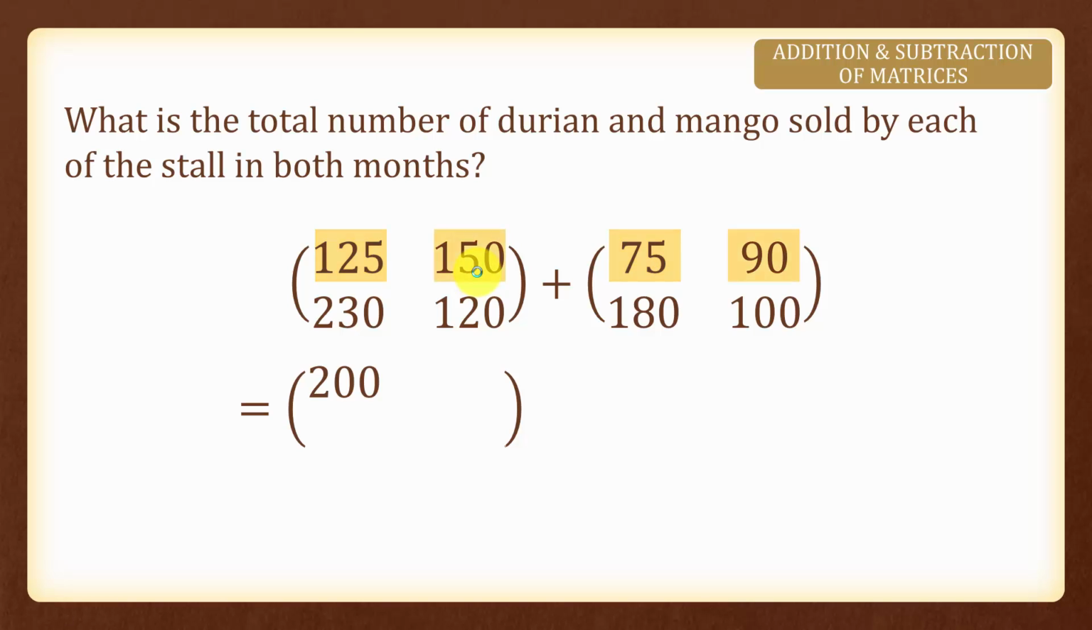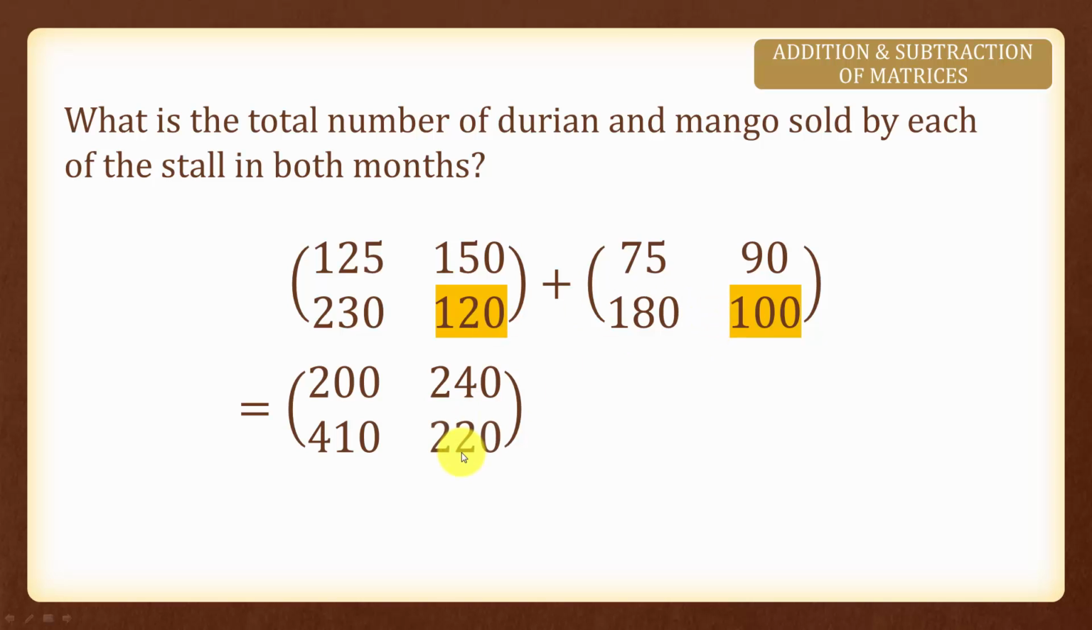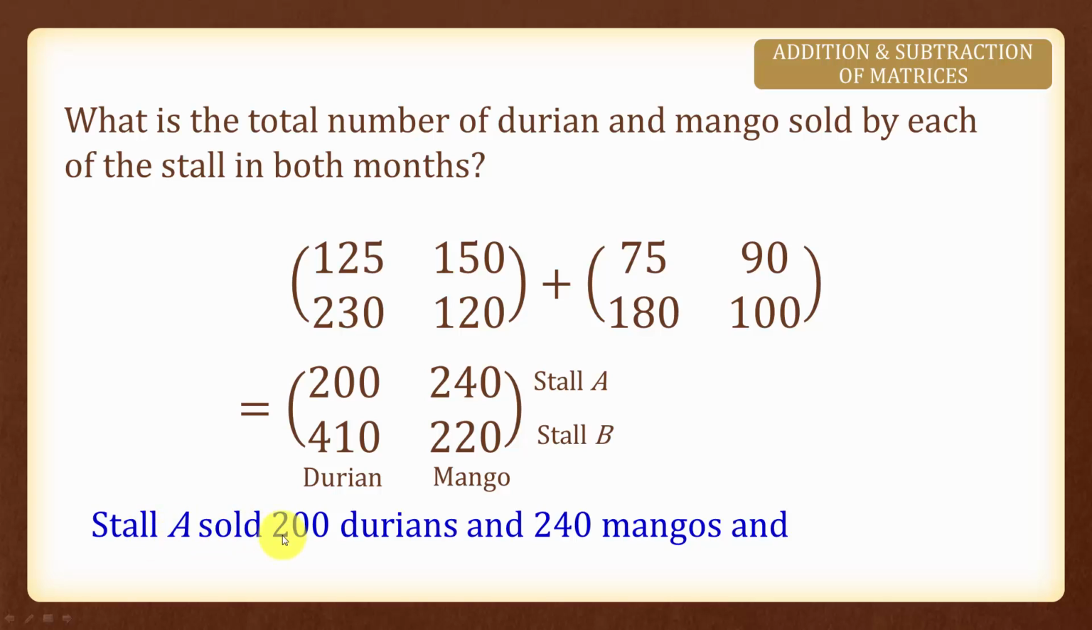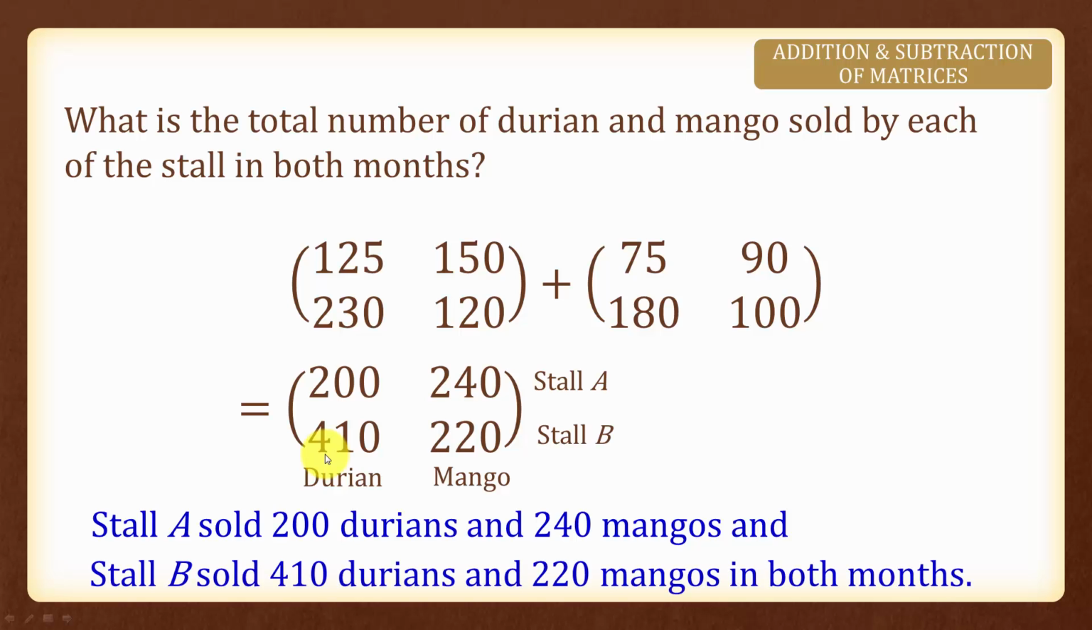And here we will add up 150 with 90 to give us 240. We will add 230 to 180 to give us 410. And finally, we'll add 120 with 100 to give us 220. Looking back at the table, we know that the rows represent the different stores and the columns represent the different fruits. Therefore, store A sold 200 durians and 240 mangoes, and store B sold 410 durians and 220 mangoes in both months.